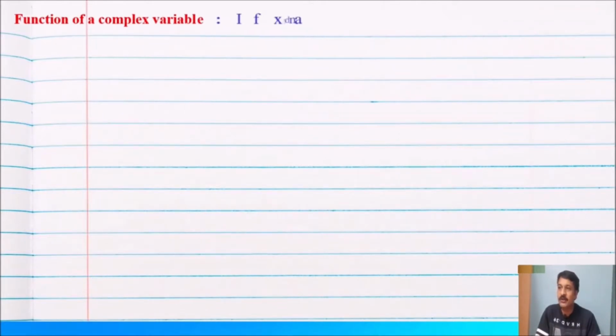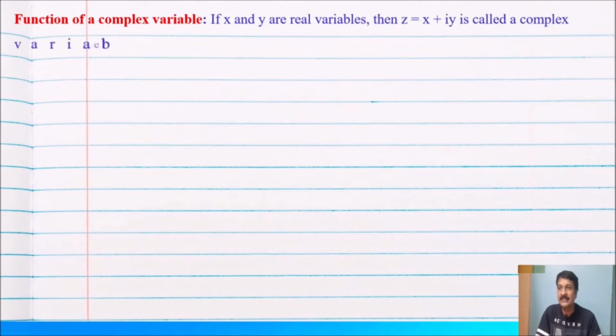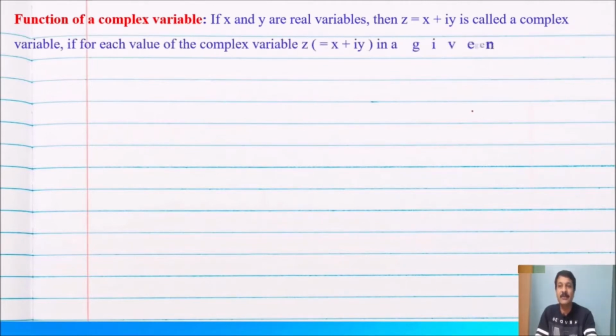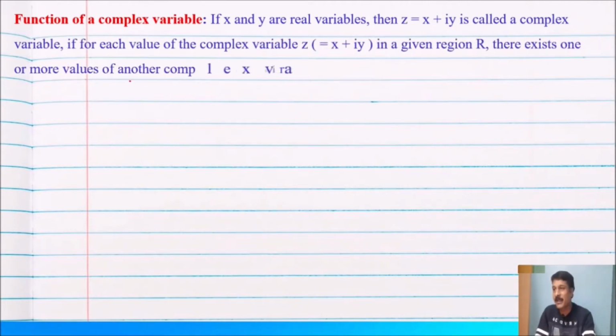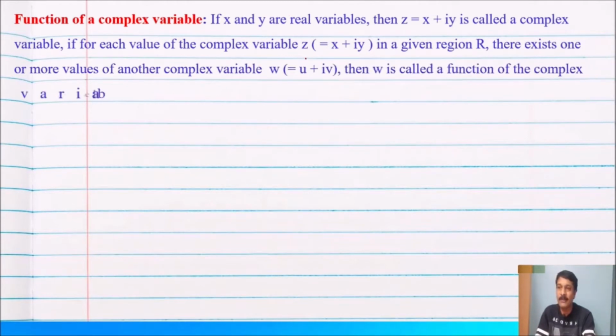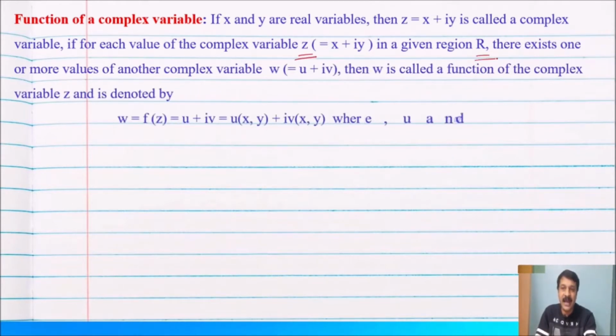Now actually, function of the complex variable means what? If x and y are real variables, then z equal to x plus iy is a complex variable. If for each value of the complex variable z in the given region R, there exist one or more values of another variable w, which I will define by u plus iv, then w is called a function of the complex variable z, and it is denoted by w equal to f of z, that is equal to u plus iv, where u is a function of x, y and v is a function of x, y.